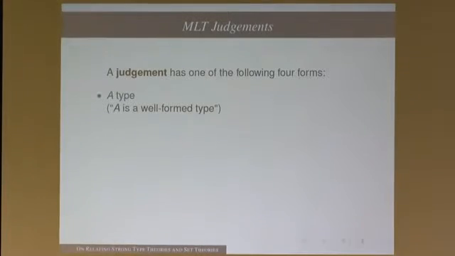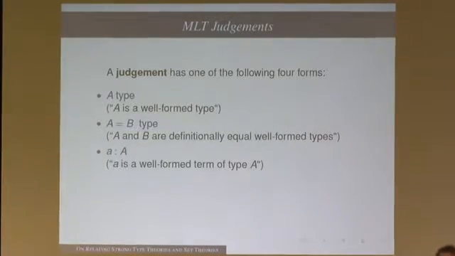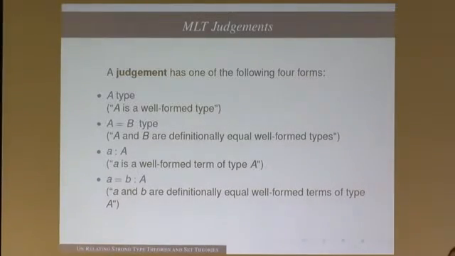So the first is that something is a type, or A is a well-formed type. Then there's a judgment that 2 types are definitionally equal. And so a : A, little a colon capital A, means that this little a is a well-formed term of type A. And then also that 2 terms are of the same type and equal. So these are the 4 types of judgments.